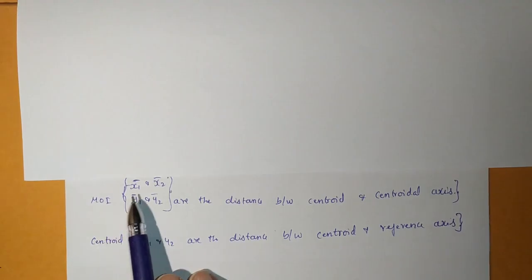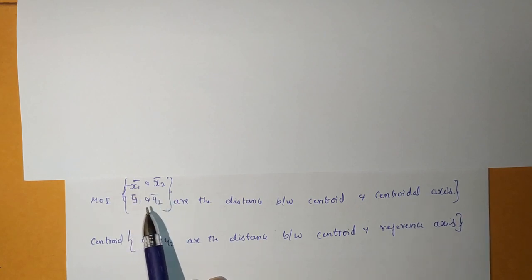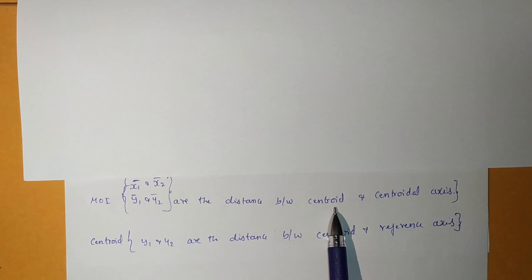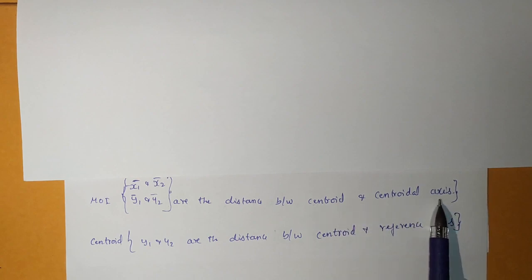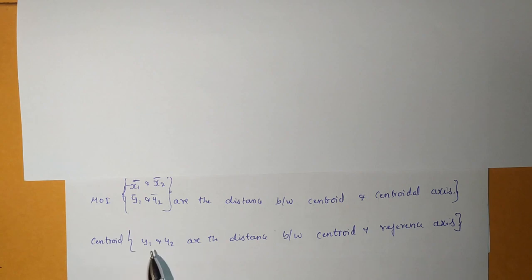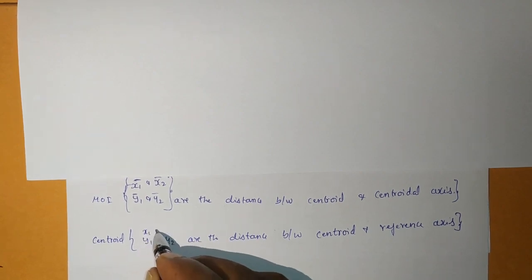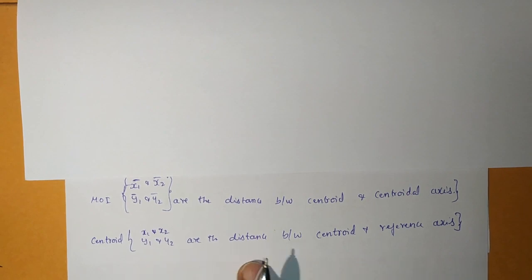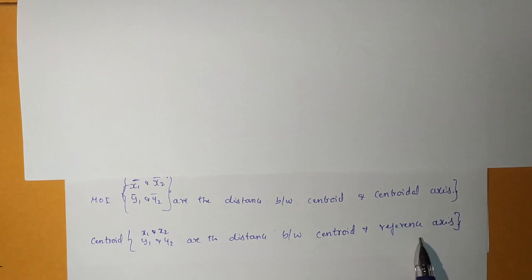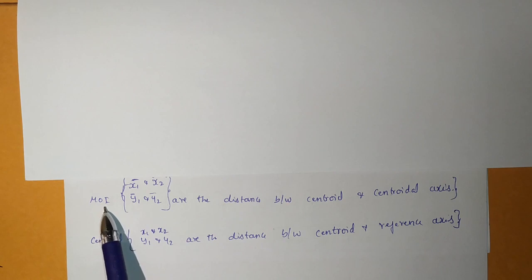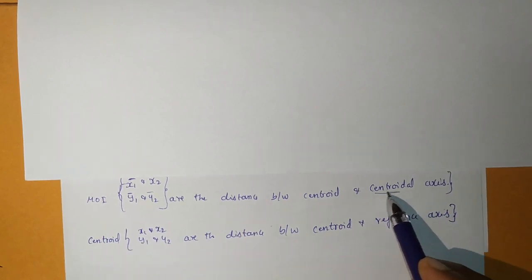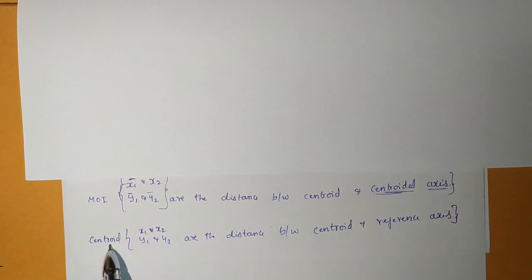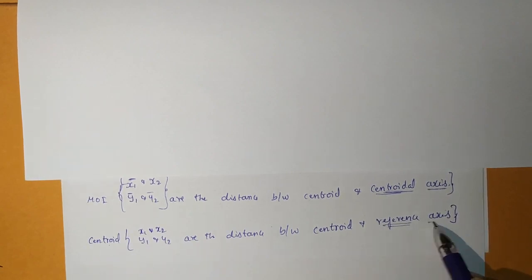In moment of inertia, x1 bar, x2 bar, y1 bar, y2 bar are the distances between centroid of an individual section and centroidal axis. In case of centroid, y1 and y2, also x1 and x2 are the distances between centroid and reference axis. Here with respect to reference axis we are measuring the distance. In moment of inertia, with respect to centroidal axis we are measuring the distance.